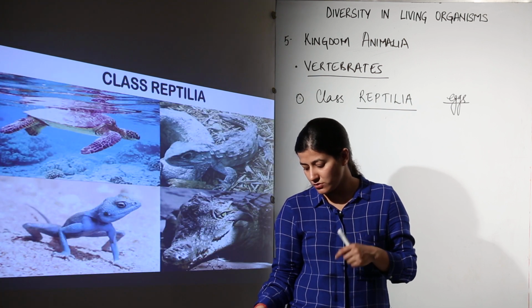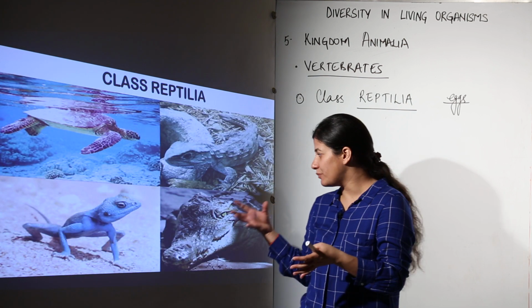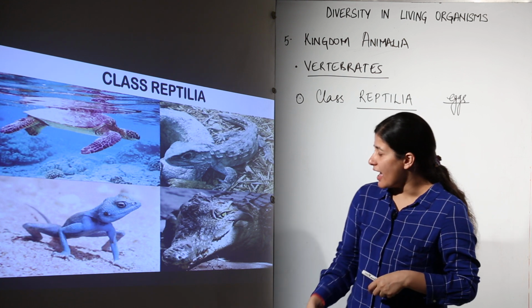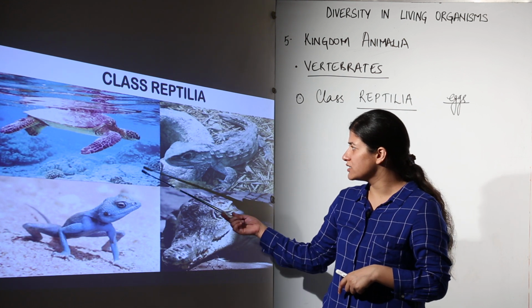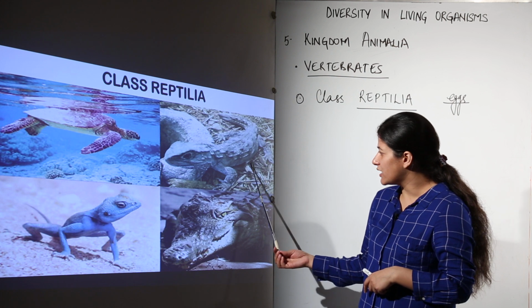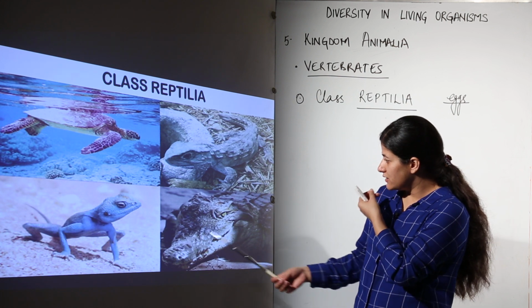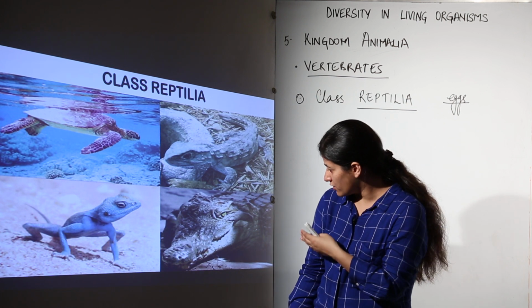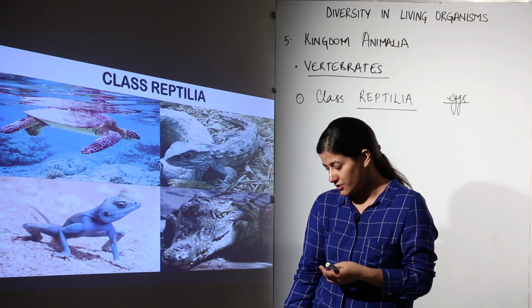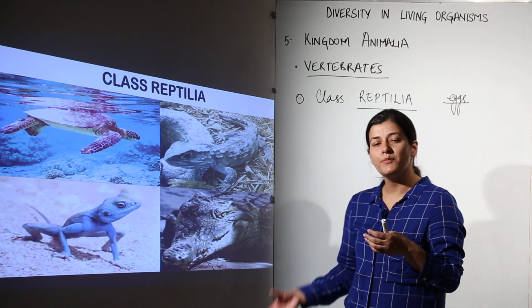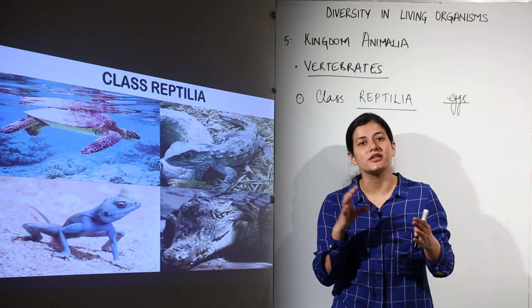So we are talking about class Reptilia. Let's see the examples that we have. They have the example of turtles and tortoises. The lizards are examples. These two are the lizards. There is crocodile, that is an example of class Reptilia. When we talk about crocodile, crocodile is a little bit different from the rest of the reptiles.